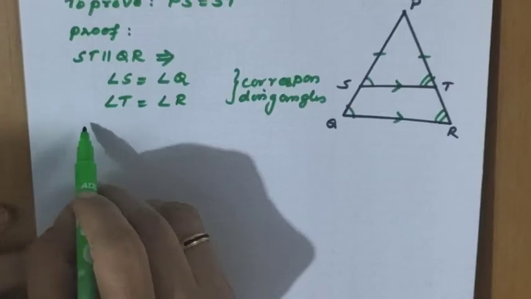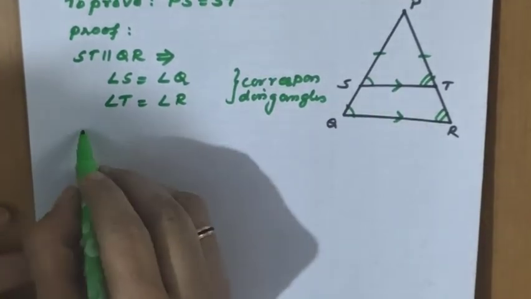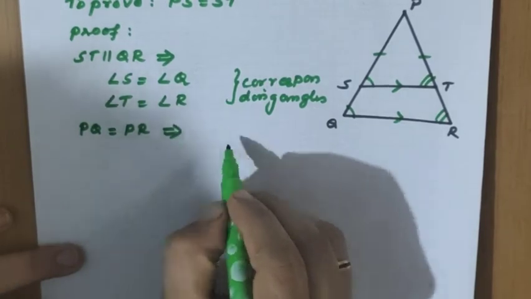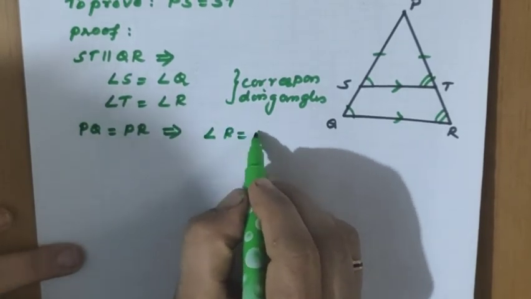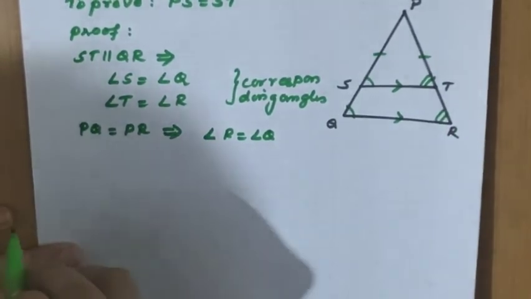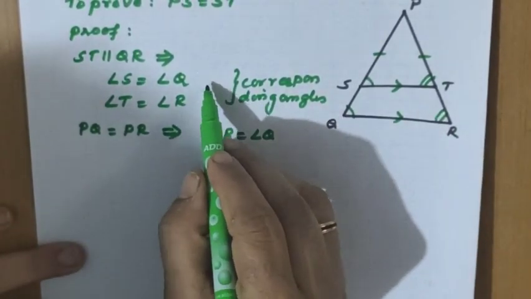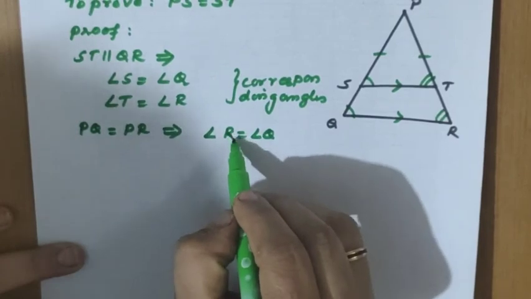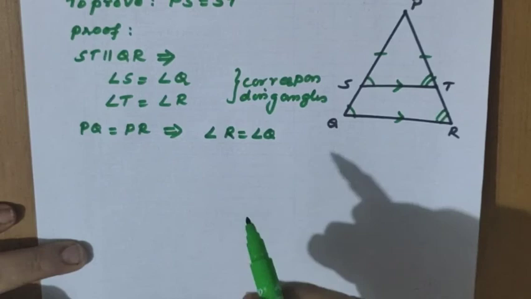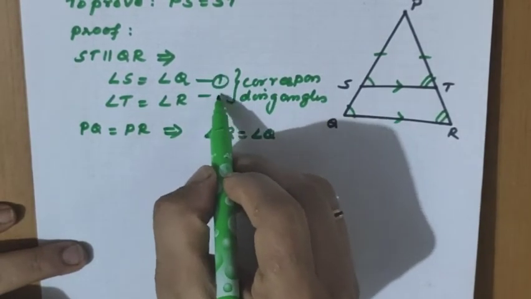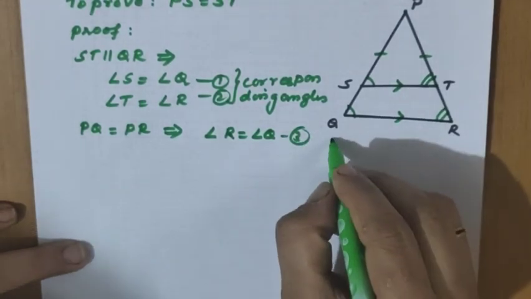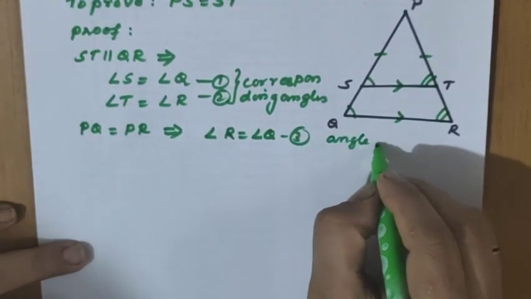Okay. And also in the question it is given that PQ equal to PR. This implies angle R equal to angle Q, right? PQ equal to PR, so angle R equal to angle Q. So this, if we consider R and Q are equal, what will be the meaning of this one? S and T are also equal. So I'll mark it as 1, 2, 3. So here, what is the reason? Angle opposite to equal side.